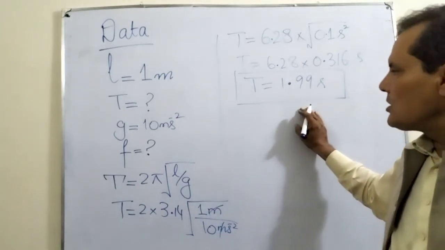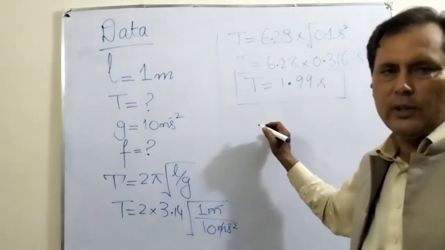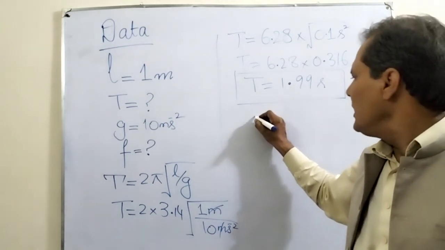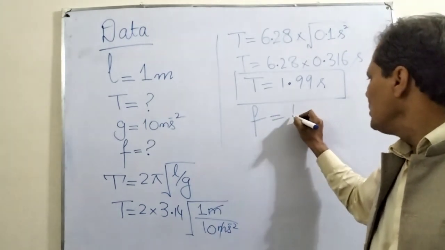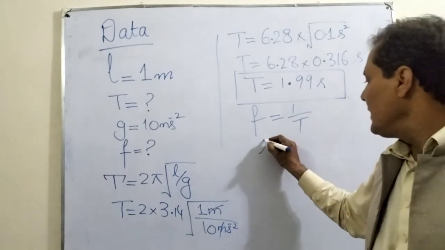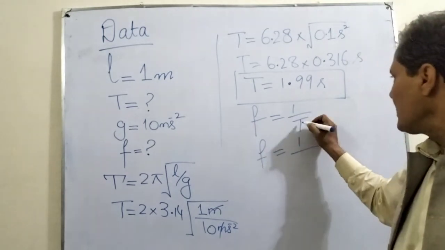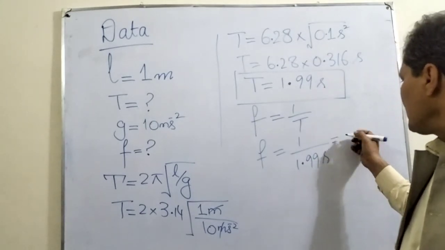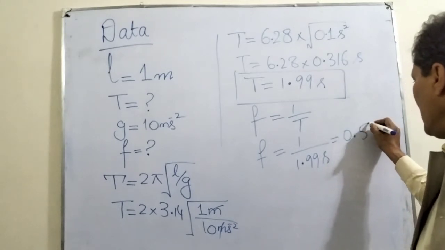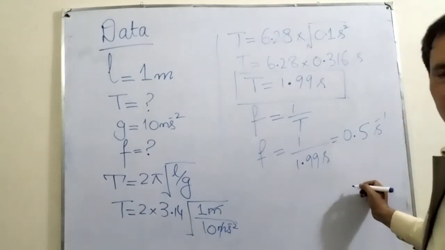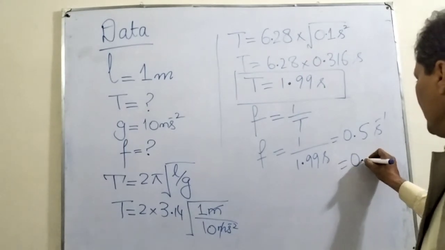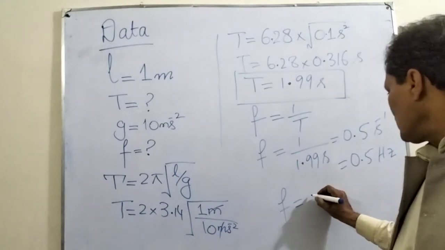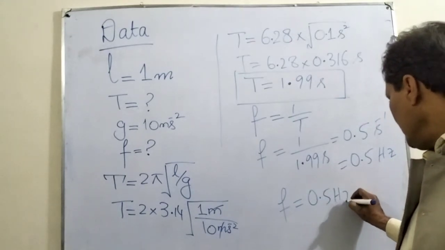Next thing, we are supposed to find the frequency, and we know that frequency and time period are inverse to each other. We can write the formula as frequency is equals to 1 over T. By putting the value of time period, f is equals to 1 over, what's the value of T? 1.99 second. This becomes around 0.5, that is half the second inverse, which is hertz, 0.5 hertz. So the frequency of the simple pendulum comes out to be 0.5 hertz.